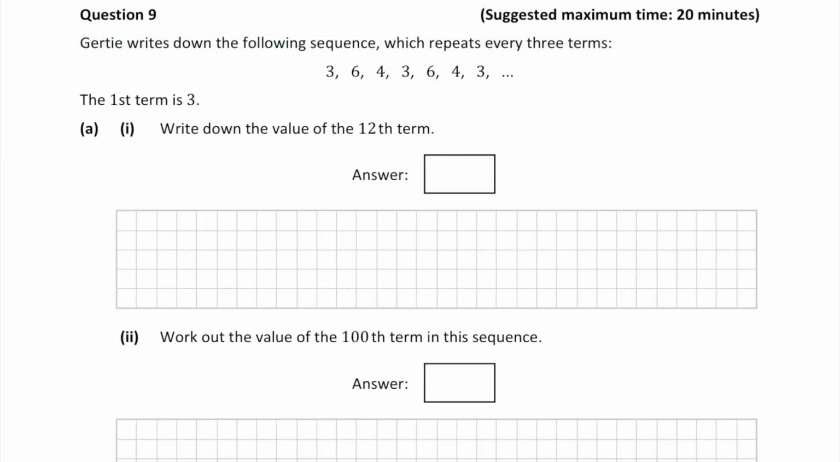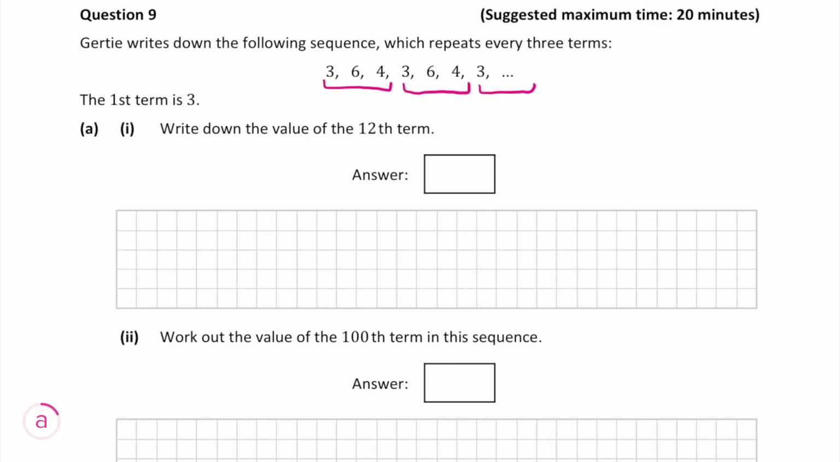Here's today's question, which is worth 25 marks. We're given a sequence which repeats every 3 terms, and in A part 1 we have to write down the 12th term of the sequence. There's 2 ways you can approach this question.